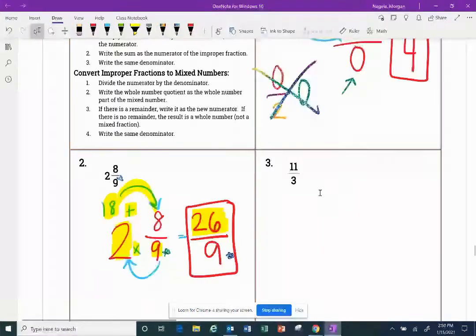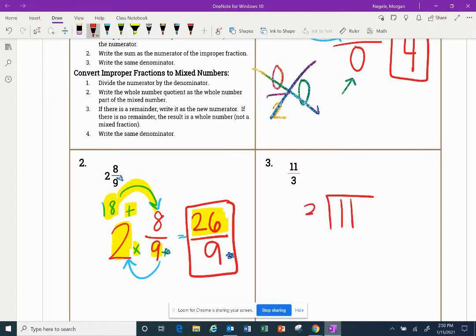Let's do one more. So this time we can see this is an improper fraction, so we need to turn it into a mixed number. The 11 is way too big. The 3 cannot handle it. So we're going to take our numerator, which is 11, the top number. We're going to divide it by the denominator, which is 3. Since we are dividing by 3, we're going to count by 3s and see if we get 11, since that's what we are dividing into, or if we can get close to 11. So we're going to count by 3s up here.